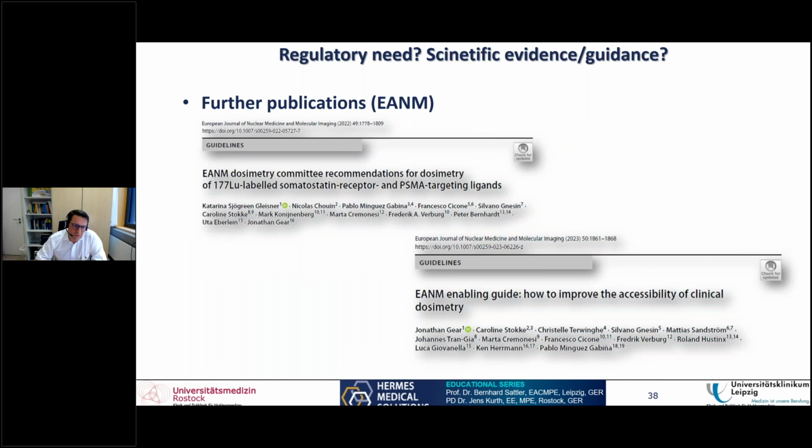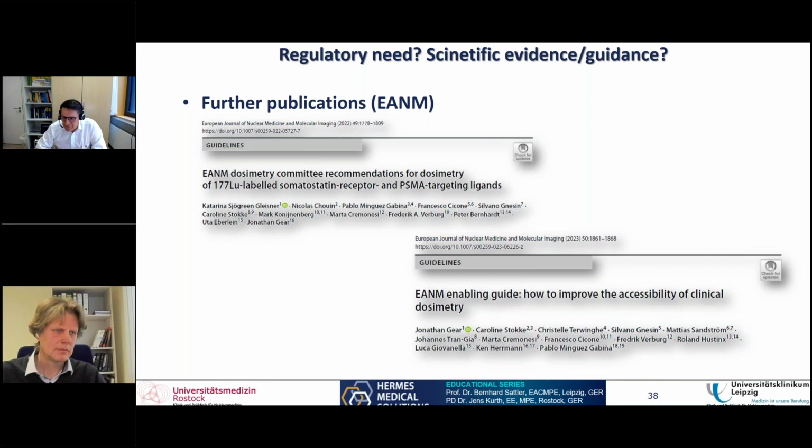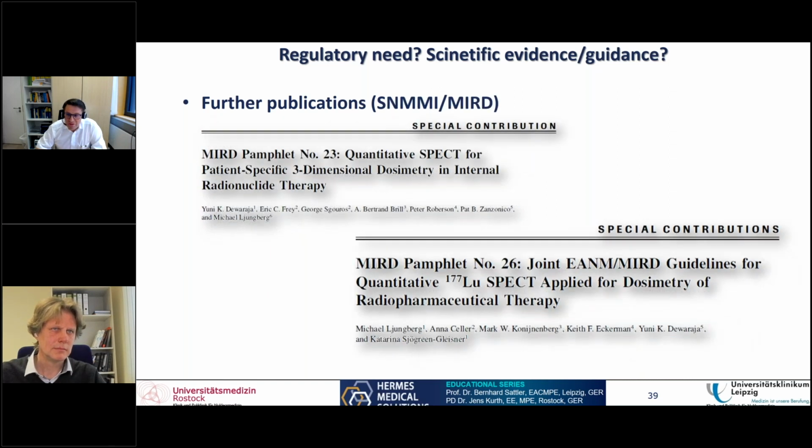Further publication work is of course out, and this is only a little example because there are many more, as you will see in my last slide. The EANM dosimetry committee recommendations for particular therapies include dosimetry for lutetium-labeled somatostatin receptor and PSMA targets, and also some organizational aspects on the accessibility of clinical dosimetry. On the American and joint stage, there are papers by the MIRD committee on quantitative SPECT for patient-specific dosimetry, and the joint guidelines of EANM and the MIRD committee for quantitative lutetium SPECT applied for dosimetry in radiopharmaceutical therapy.